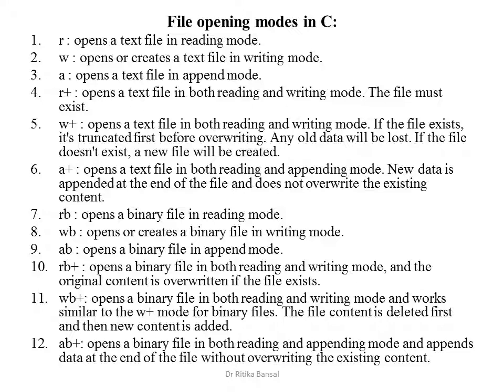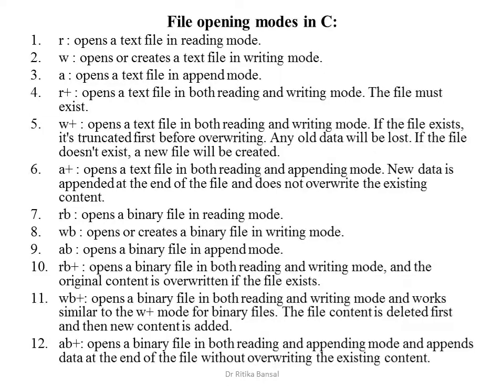R plus opens the text file in both reading and writing mode, but the file should exist. W plus will also open in reading and writing. Then what is the difference? If the file exists, it's truncated first before overwriting. Means all the existing material gets deleted, any old data will be lost. If the file does not exist, a new file will be created.